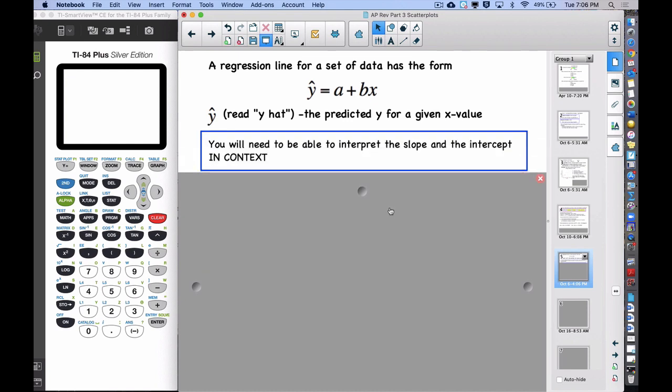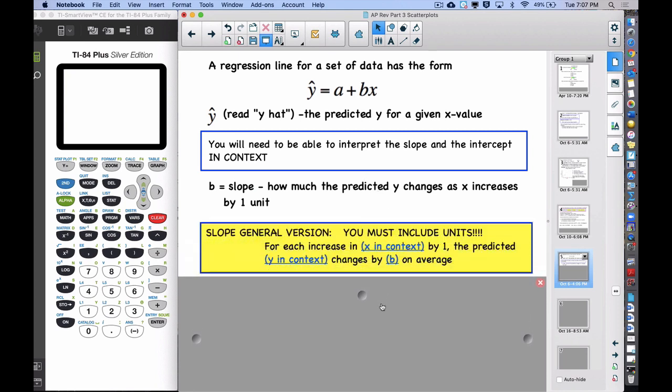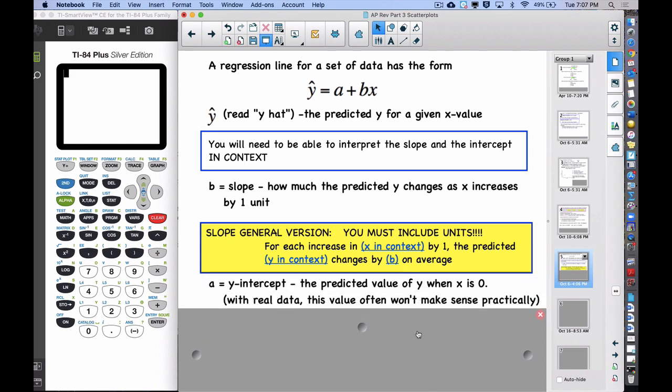You will need to be able to interpret the slope and the intercept in context. So in general, b is the slope, and that's how much our predicted y value changes as x increases by 1. So this is the generic version I gave you before. For each increase in whatever x is by 1, the predicted, whatever y is, changes by that slope value on average. And the words predicted and on average are important. They need to be there.